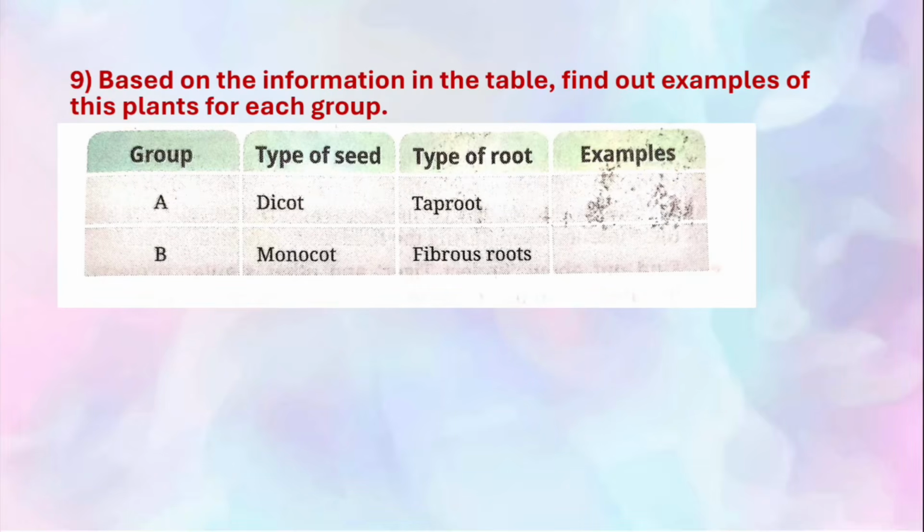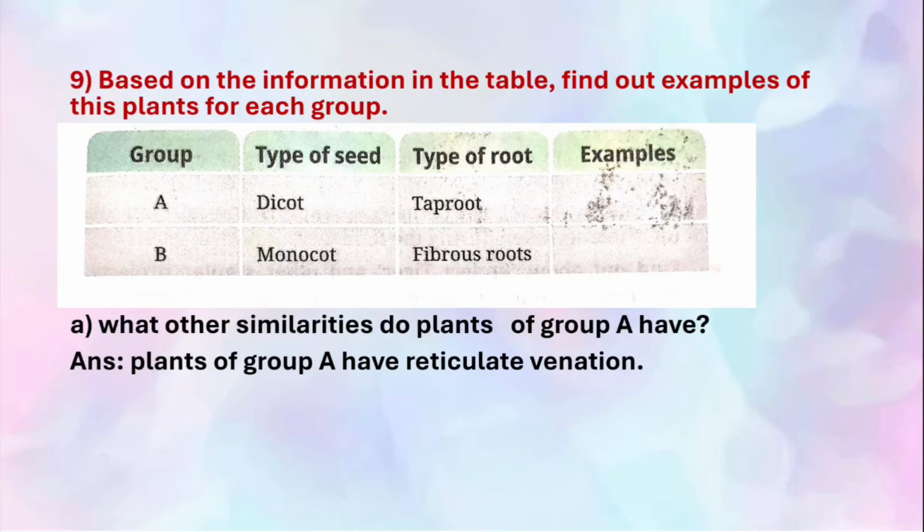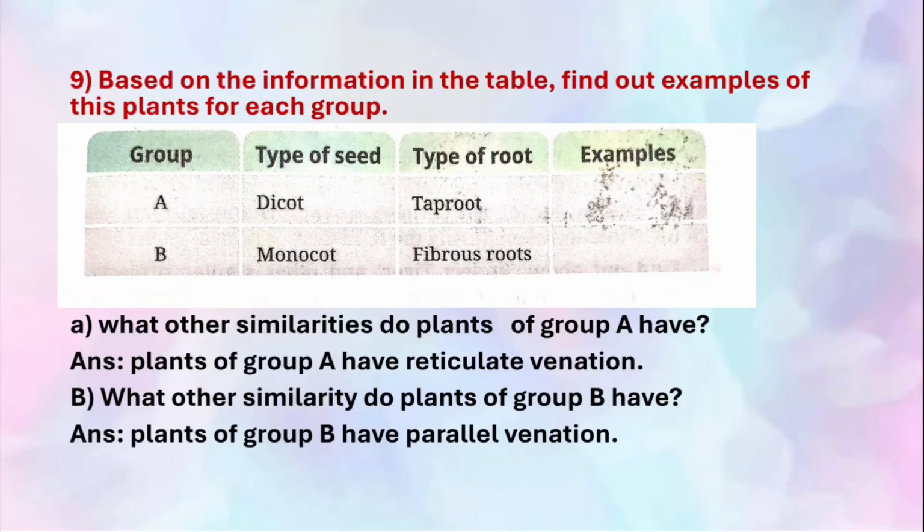Ninth question. Based on the information in the table, find out examples of this plant for each group and answer the question. First question. What other similarities do plants of group A have? Answer. Plants of group A have reticulate venation. Second question. What other similarities do plants of group B have? Plants of group B have parallel venation.